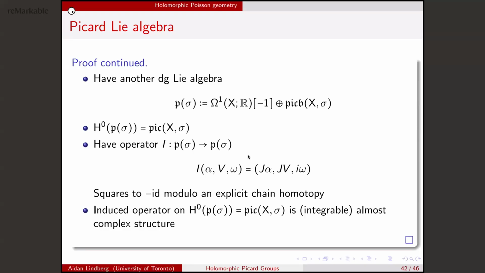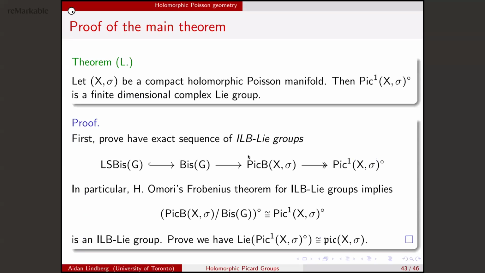The Picard Lie algebra for a compact holomorphic Poisson manifold is a finite dimensional complex Lie algebra. And then I claim that this means that the Picard group, at least its identity component, because that's where we have the Lie algebra, is a finite dimensional complex Lie group.